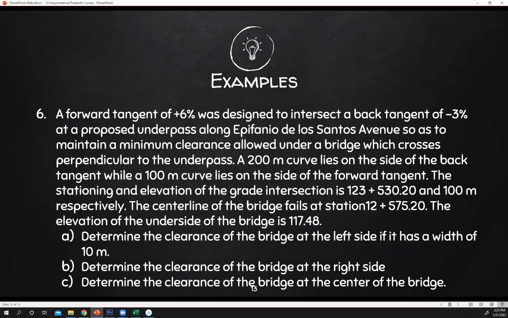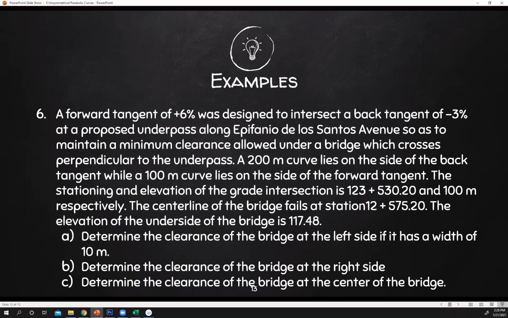A 200-meter curve lies on the side of the back tangent while a 100-meter curve lies on the side of the forward tangent. The stationing and elevation of the grade intersection is 12 plus 530.20 and 100 meters respectively. The center line of the bridge falls at station 12 plus 575.20, and the elevation of the underside of the bridge is 117.48. Letter A, determine the clearance of the bridge at the left side if it has a width of 10 meters.